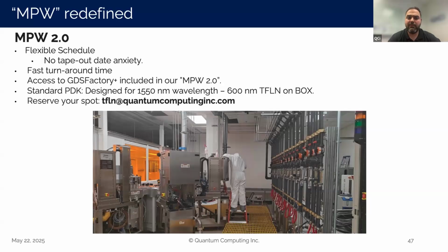Our standard PDK right now is designed for 1550 nanometers, and it's based on a 600 nanometer thin-film lithium niobate on a buffer oxide. If you want more information on the foundry or on how to work with us on the MPW run, you can reach out to us at the email that you can see on the screen.